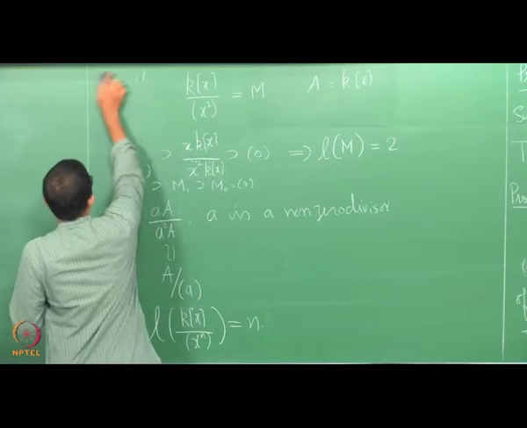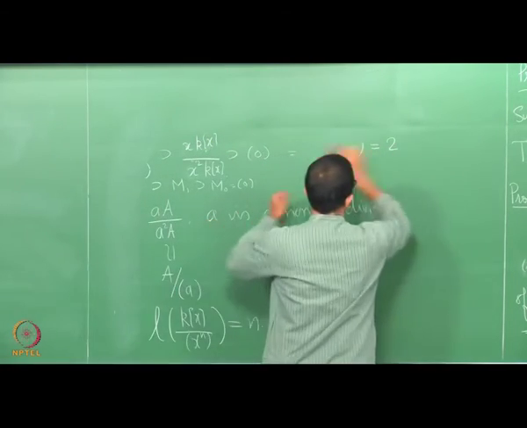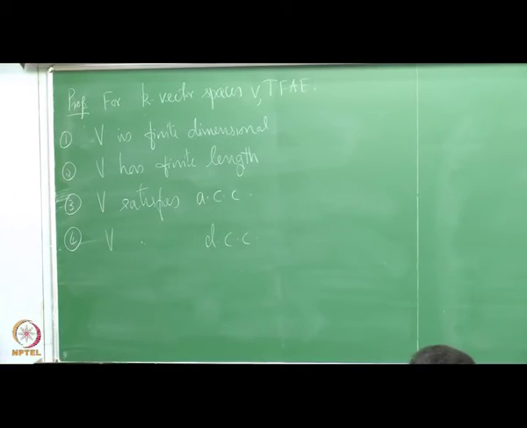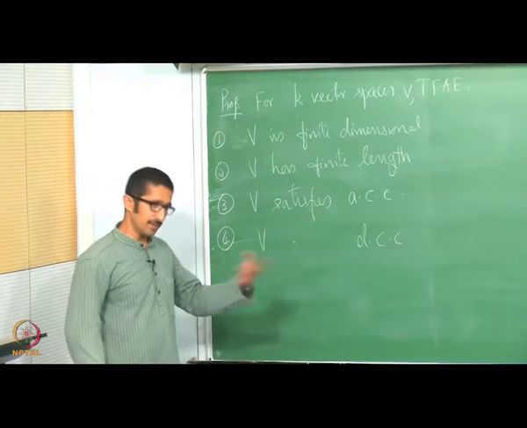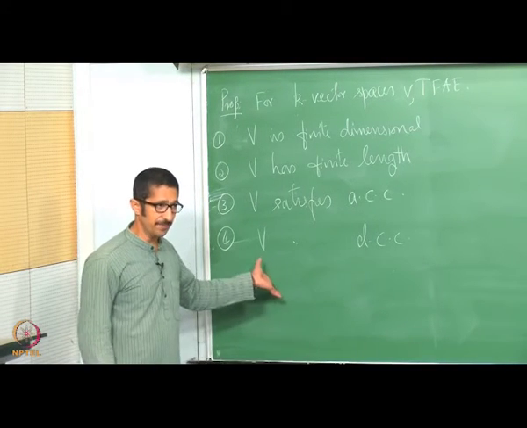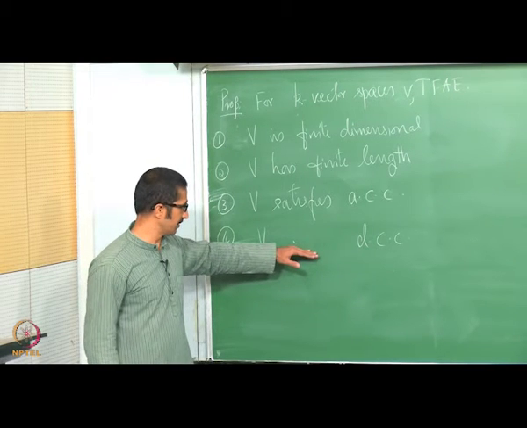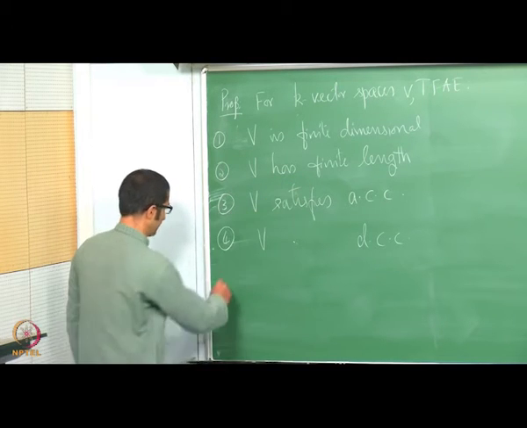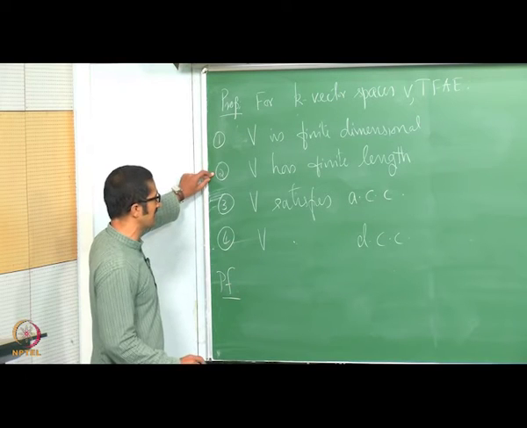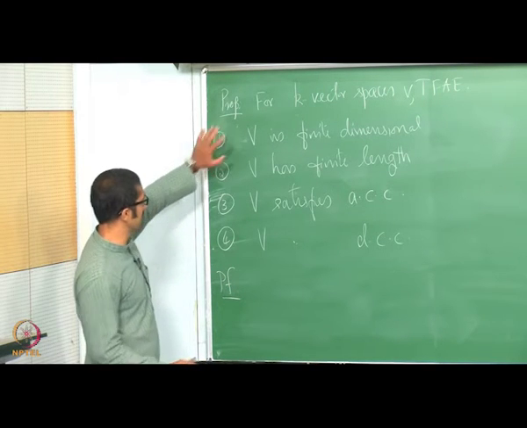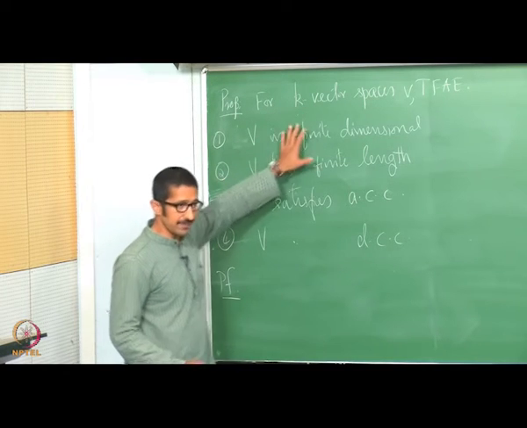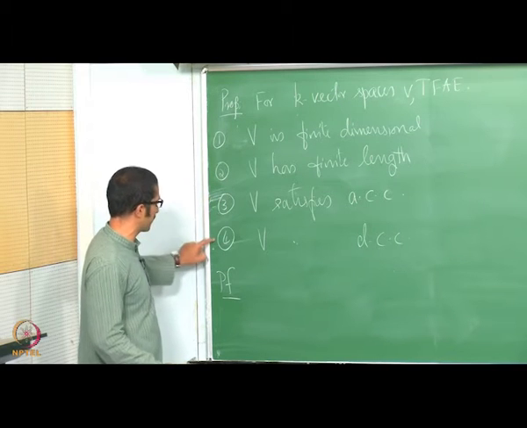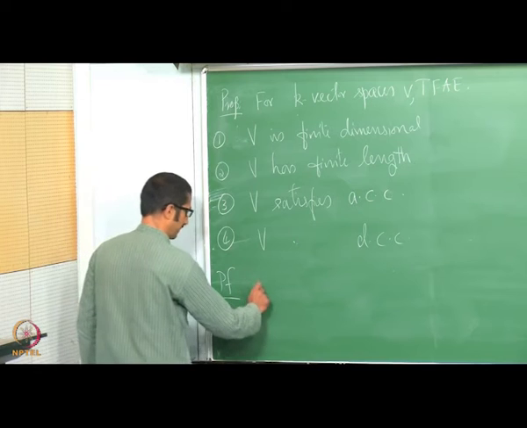So what we are saying is that length is nothing but a generalization to the case of modules, analogous to the dimension of a vector space. If V has finite length, so we are talking about V as a module over k, then 3 if and only if 4 we already know.